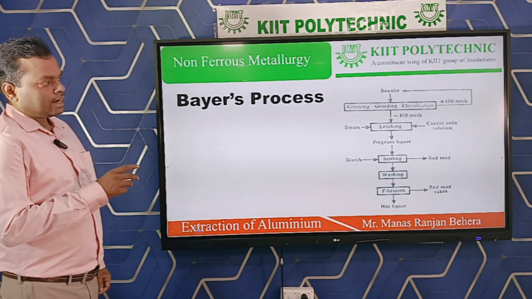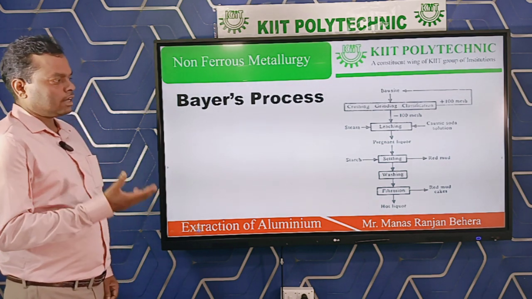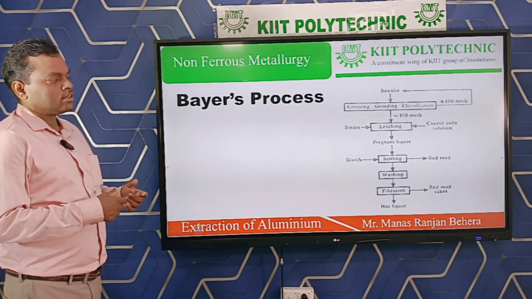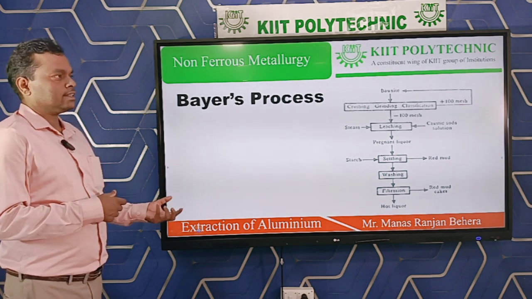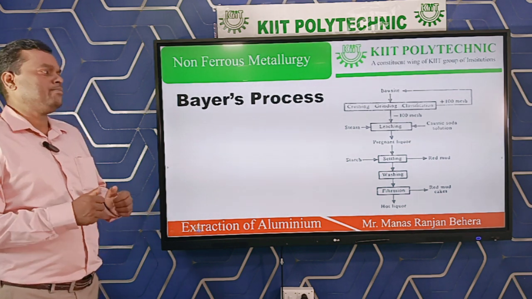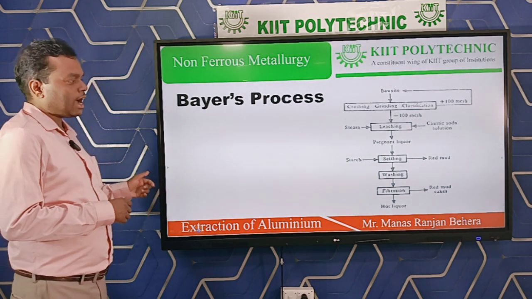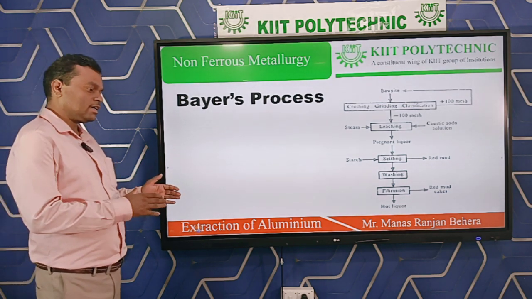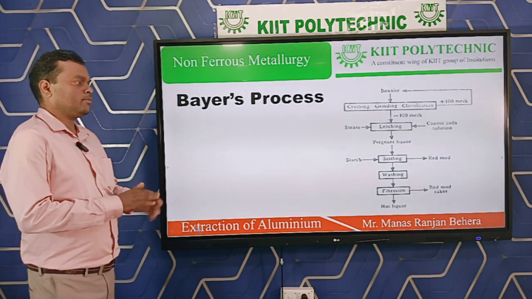So after that pregnant liquor we got, or hot liquor we got, we send this hot liquor into a settling tank where this hot liquor is settled down, and the settling time is around 4 to 5 hours. In that settling process, we add starch. Why do we add starch? Because starch makes the settling quite speedier. That means it speeds up the settling process.